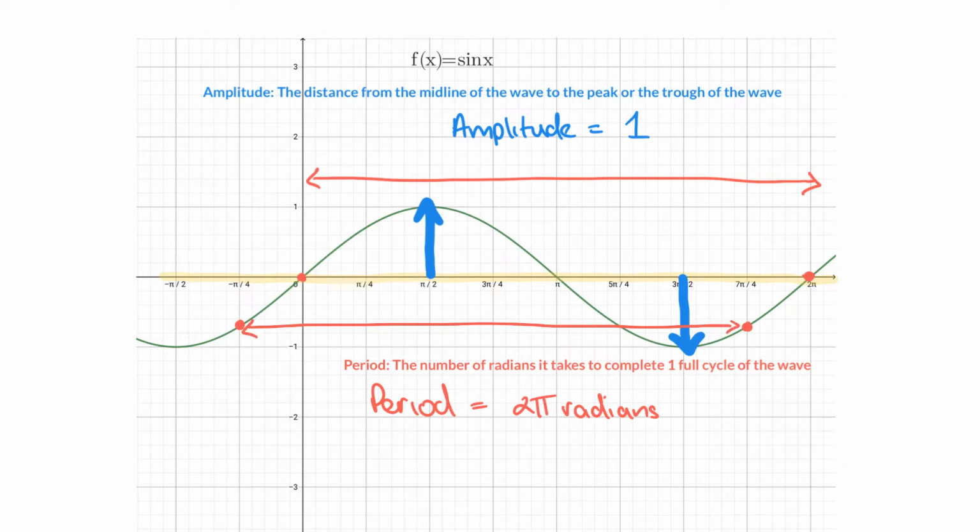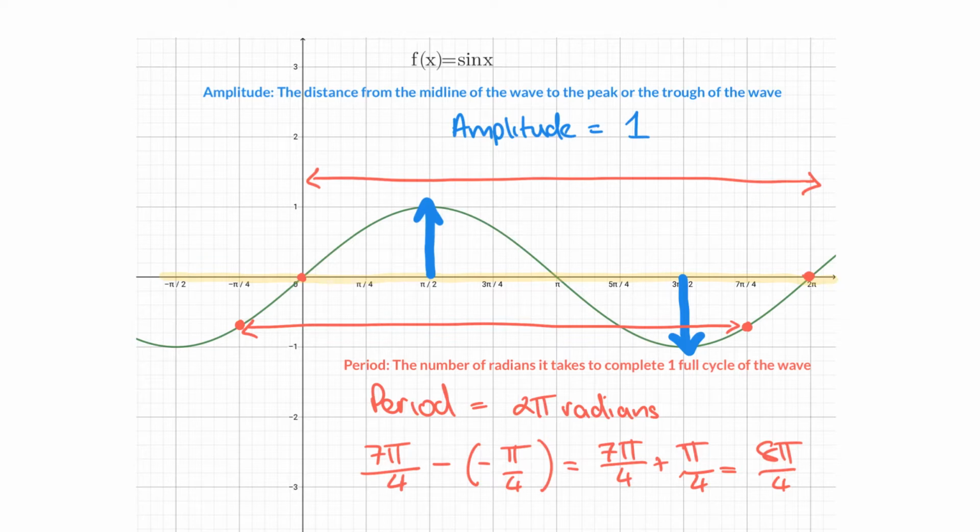So just to show that, that's 7 pi over 4 minus minus pi over 4, which is 7 pi over 4 plus pi over 4. That's 8 pi over 4, which of course is 2 pi. So the period of the wave, no matter where you investigate it from, if you find the difference between the two points on the wave, you'll find that it is the period of the wave once you have gone through one full cycle.